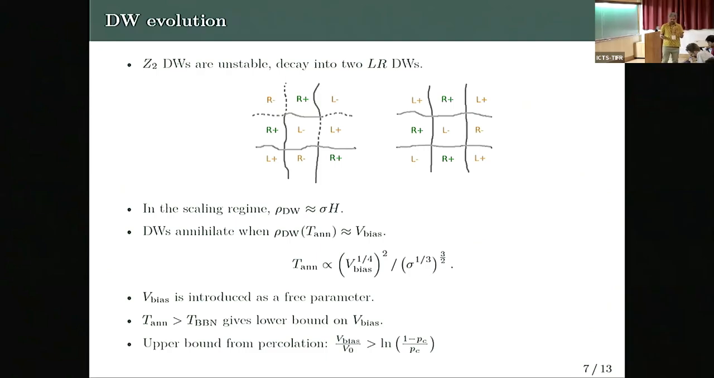Because of a higher surface tension, the Z2 domain walls are actually unstable, and they can decay into a pair of left-right domain walls. So if at the beginning the network looks like this, where you have both kinds of domain walls, this is just a schematic picture, and it should quickly go to a network which only comprises left-right kind of domain walls. Okay, and this probably justifies why most of the papers only talk about left-right domain walls. They do not actually discuss much about Z2 domain walls.